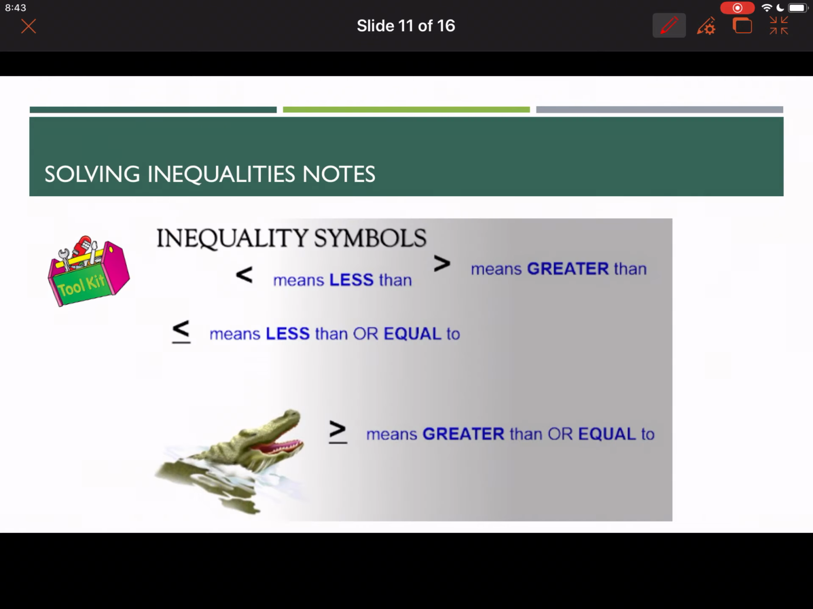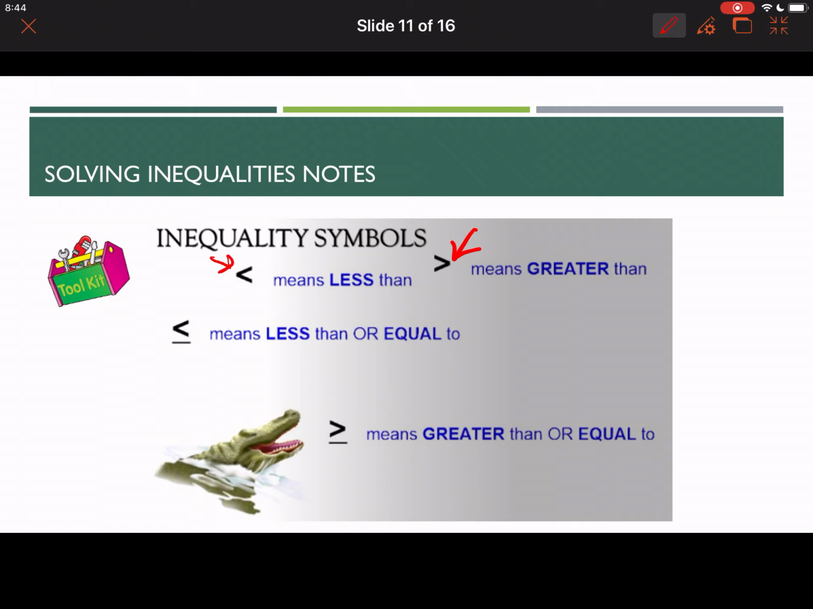All right, let's move on. So we're going to shift gears just a little bit, and we're going to talk about inequalities. So hopefully these symbols look familiar to you. And again, this is in your toolkit as well. But some quick review with the inequality symbols. So this one here means greater than. This one here means less than.